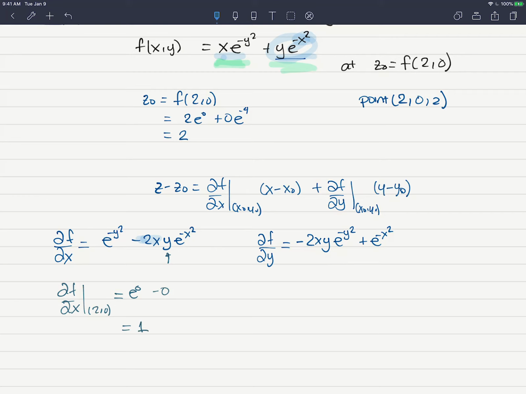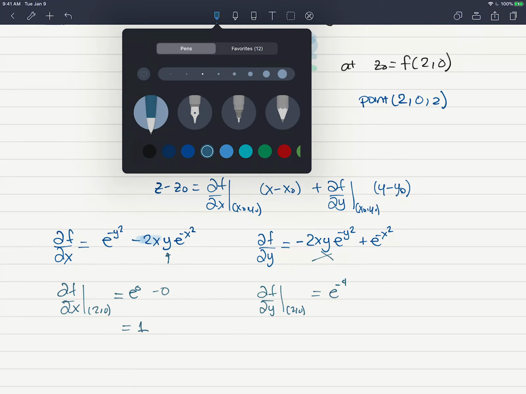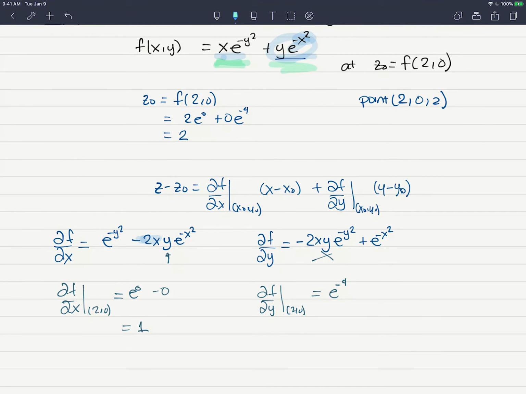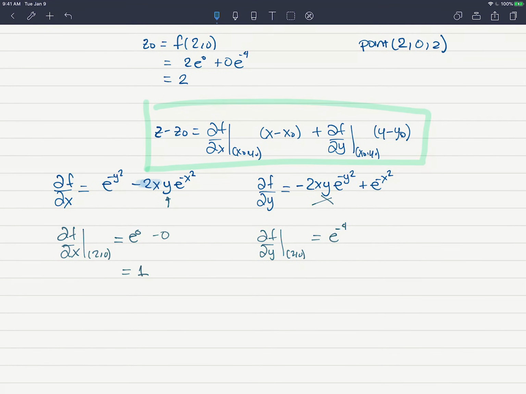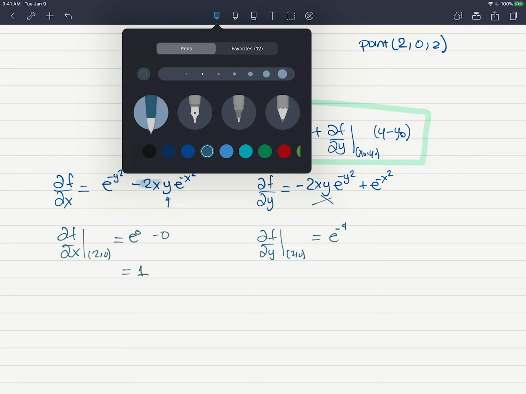Okay, now the partial of f with respect to y at the same point, evaluated at 2, 0, is going to be, the y is 0, so this term is 0, right? And I have e to the negative x squared, so it's e to the negative 4, like that. So I got everything I need to find my tangent plane, right? This is the form of the tangent plane, and I have all the ingredients now. So let's write it down.